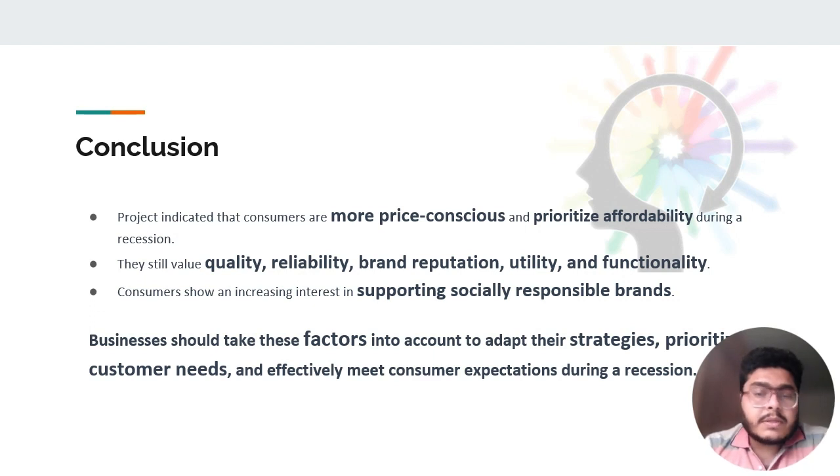So businesses should take these factors into account to adapt their strategies, prioritize consumer needs, and effectively meet consumer expectations during the recession.